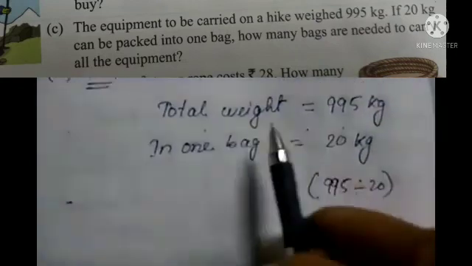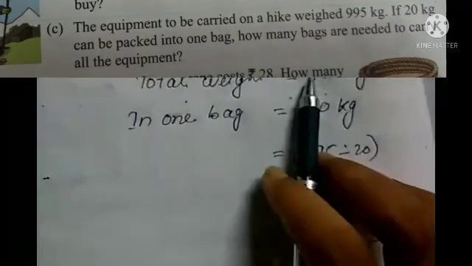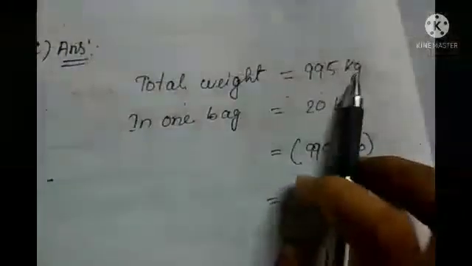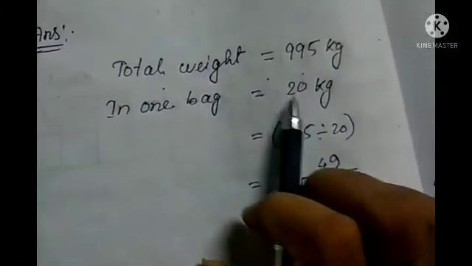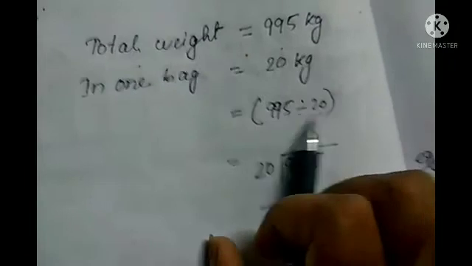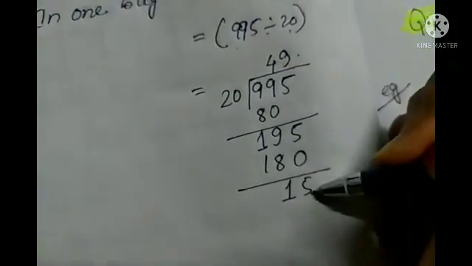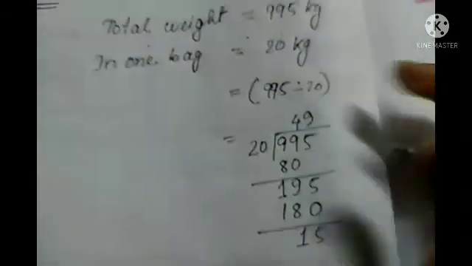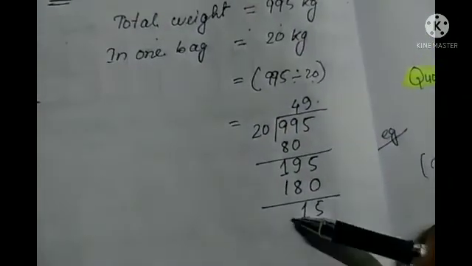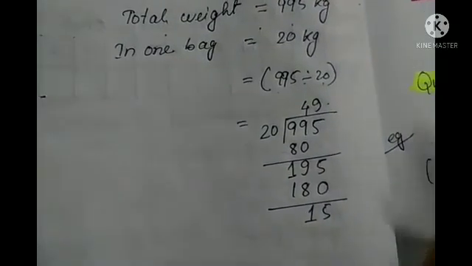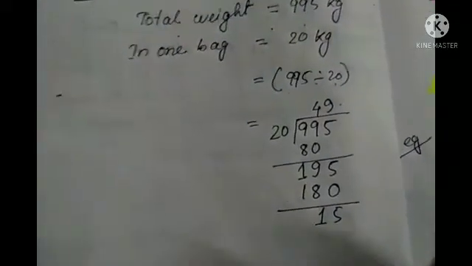So you have to write this way. The total weight of the equipment is given as 995 kg, and in one bag we can take 20 kg. So we have to divide, and after division I got this. This is our quotient and this is our remainder. So students, in this question, you tell me whether we should use the remainder or not.